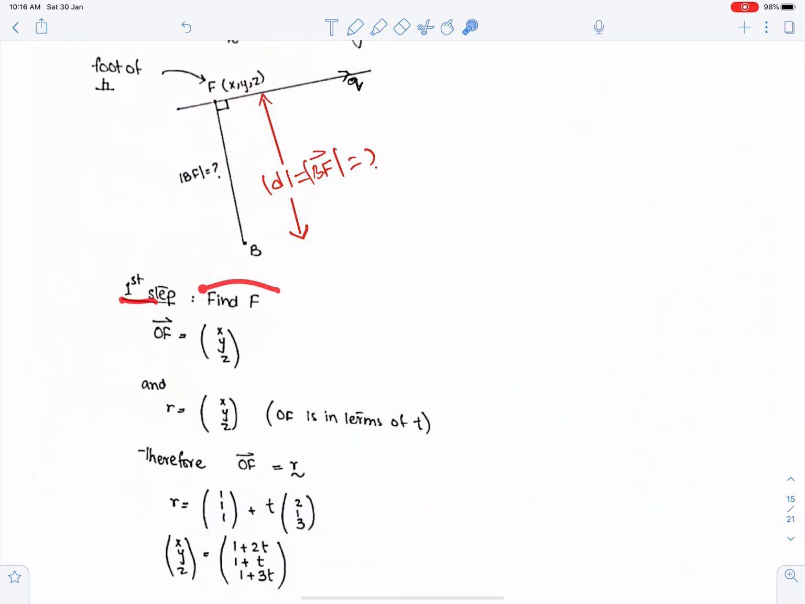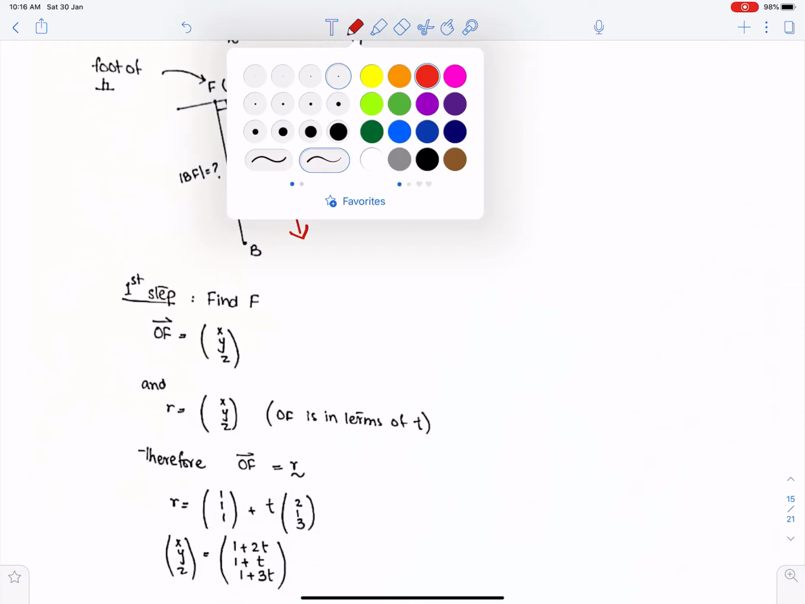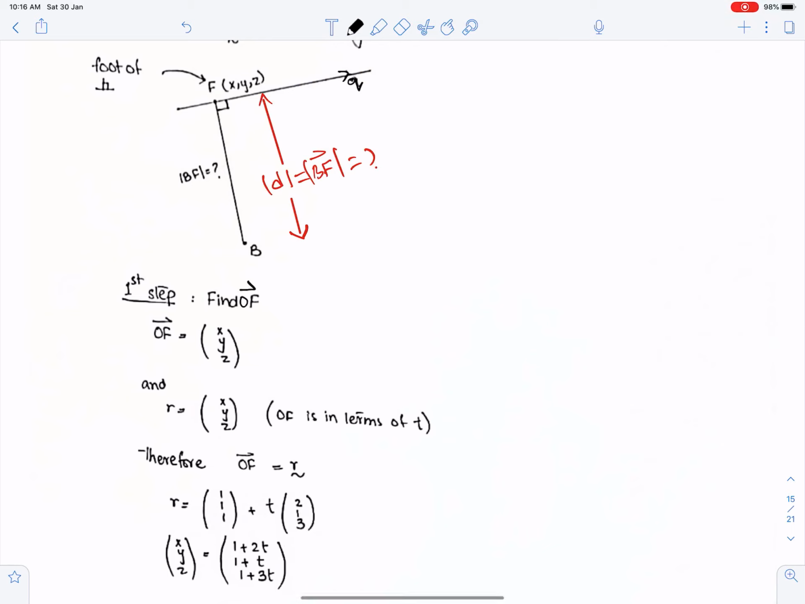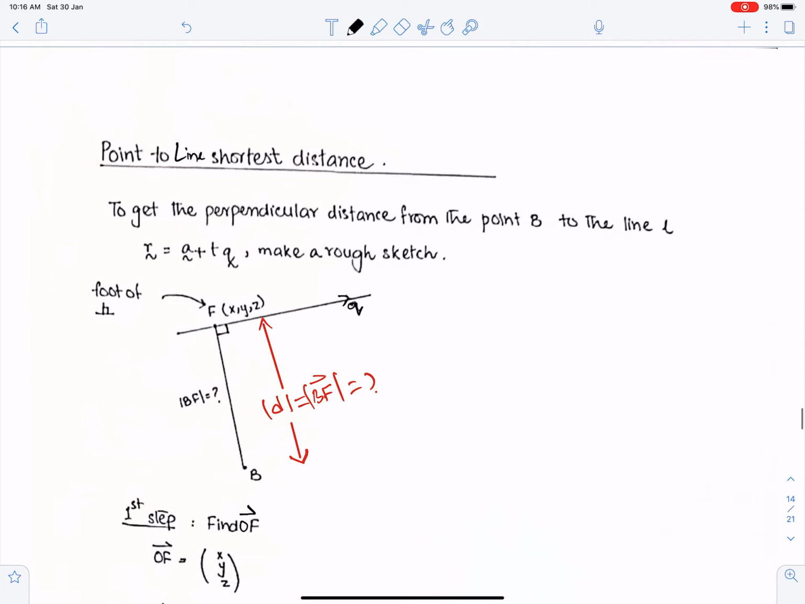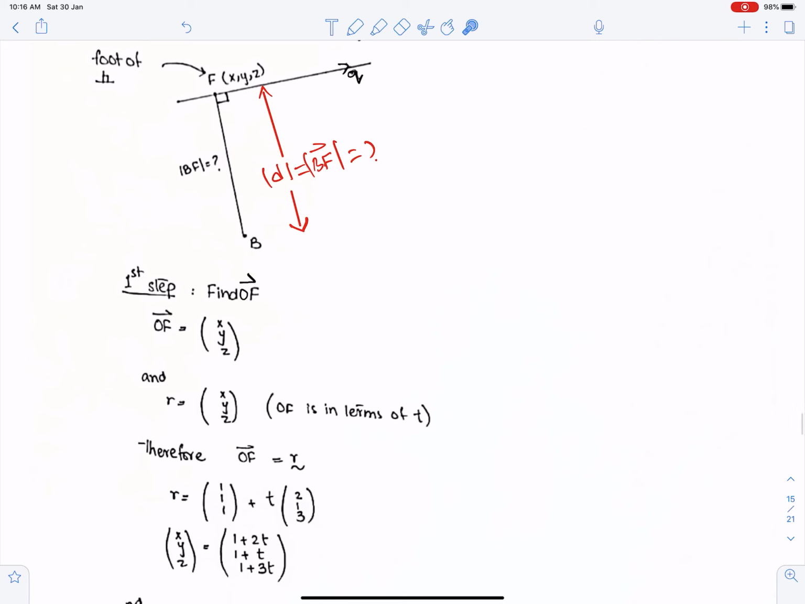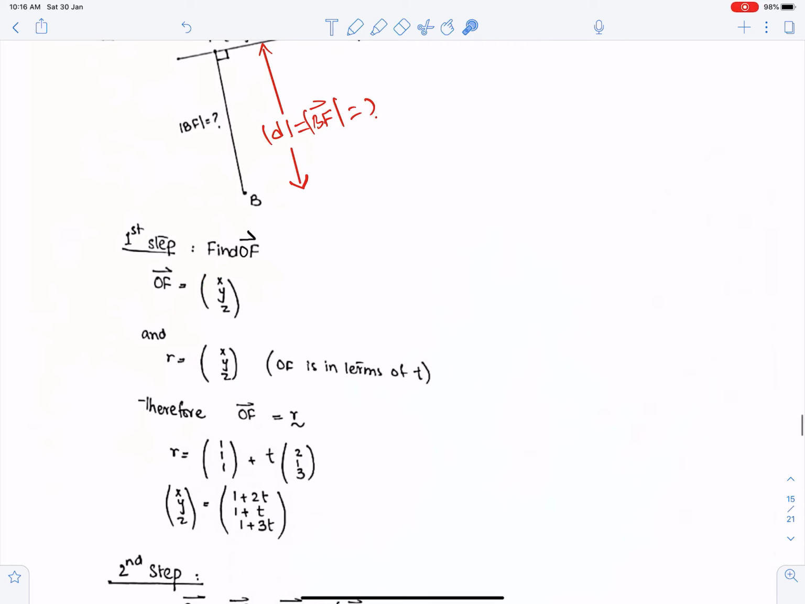The first step is to find the vector OF. And how will you find vector OF? This is so simple. I already told you that this point is unknown. Since F is unknown, this R will be replaced by OF. OF is in terms of T because R and F both have the same coordinates. So OF is R.